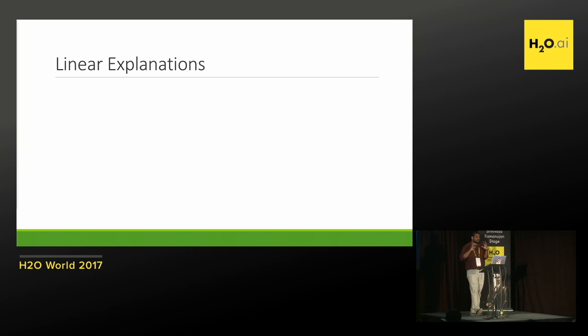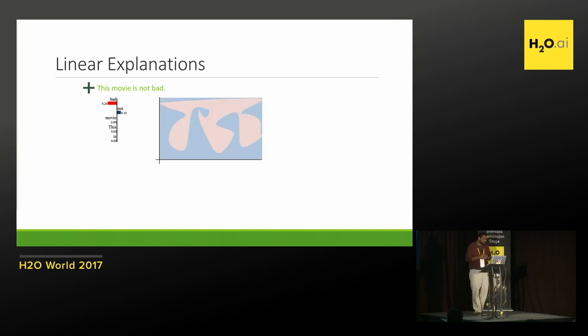So now if we think about what LIME does and why it is not really good for predicting what the model would do, for example, if a review says this movie is not bad, it gives you an explanation where it tells you how important each word is. So in this case, it's going to say bad is a negative word, but not is a positive word, because not is making this a positive prediction.